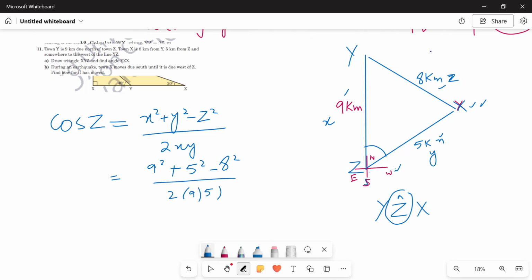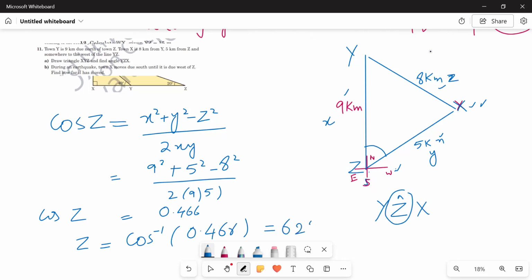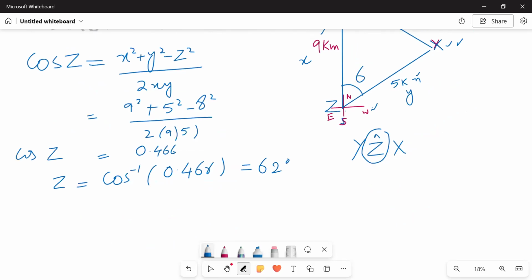After calculation, I am getting 0.466. So when I take cos inverse, the answer is 62.61. Very nice. So the answer is 62 degrees. So its angle is 62 degrees.